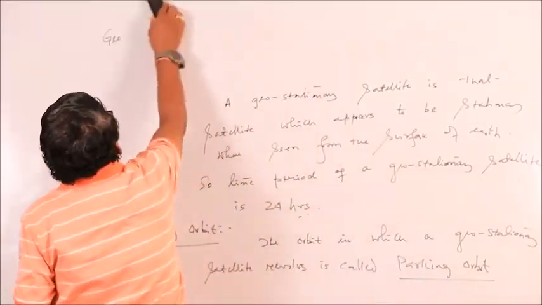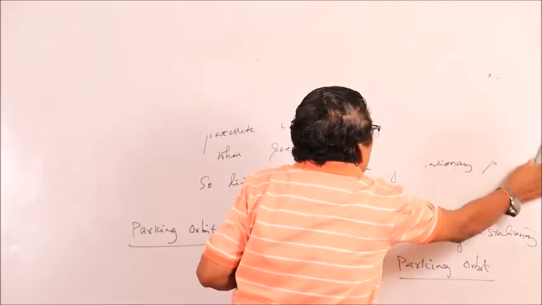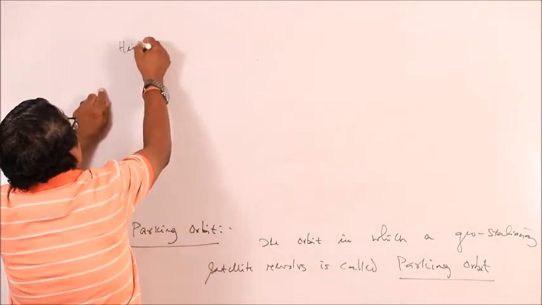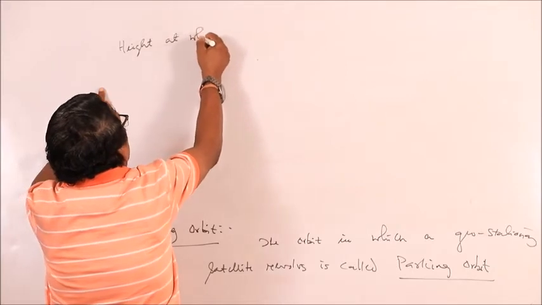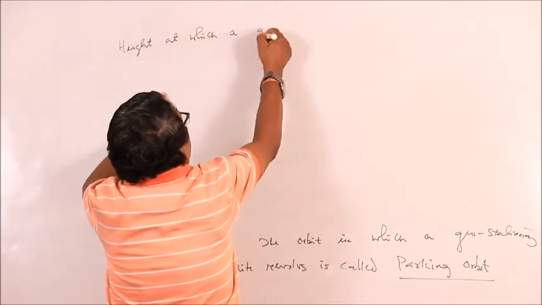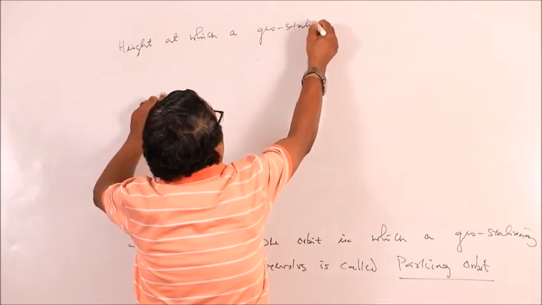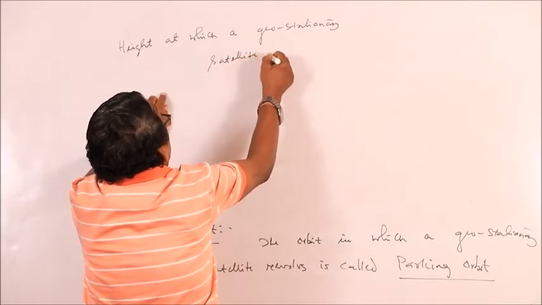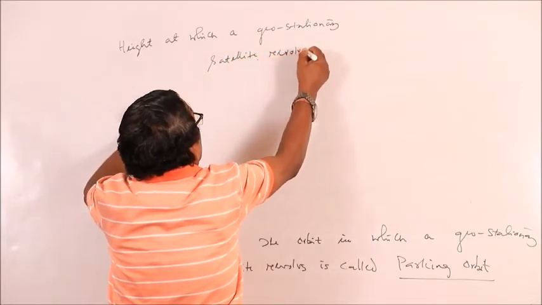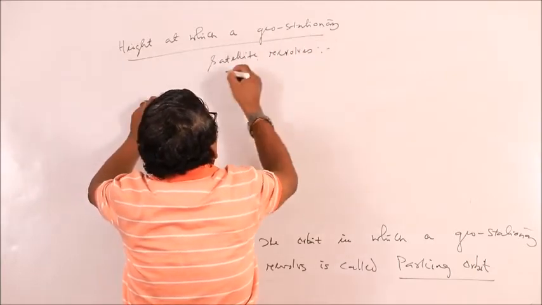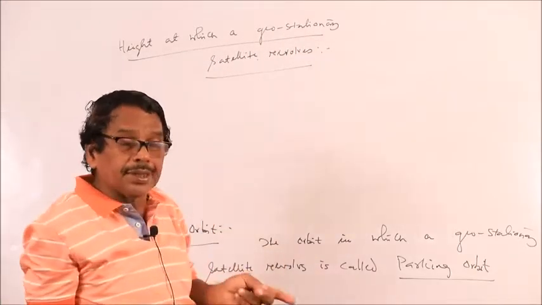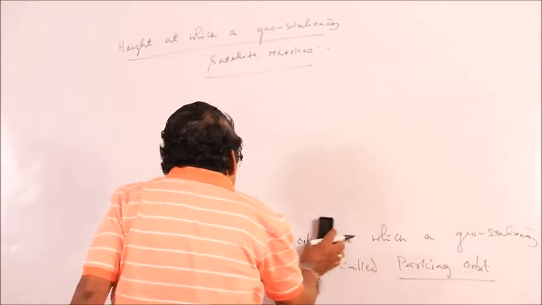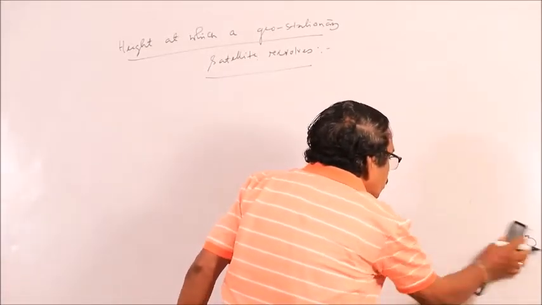Then at what height does a geostationary satellite revolve? This height is around 35,800 kilometers. At what height a geostationary satellite will revolve? Because the height is important, because at that height the time period of the satellite will be 24 hours. At different heights the time period will not be 24 hours. At a particular height, time period of revolution will be 24 hours.